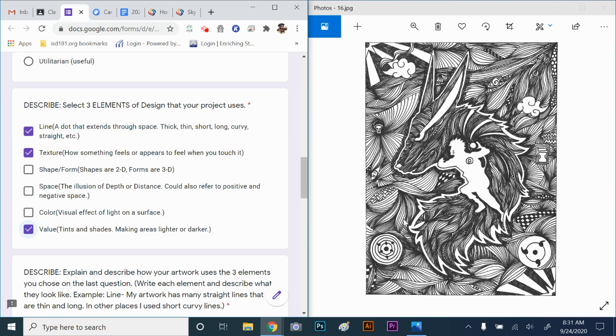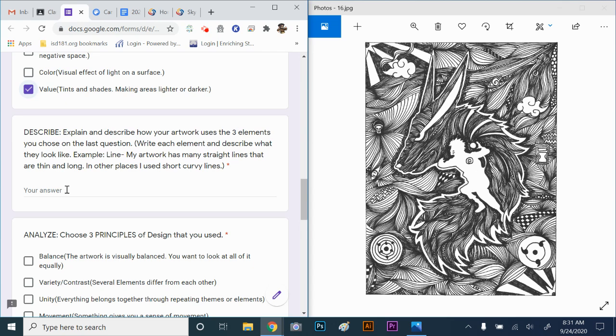Okay, but it's mostly organic shapes. Color though, I would say I do not have color. So that's the only one that would be an incorrect choice for this, but everything else is fine. Okay. Now, after you select your elements, then what you need to do is write about them.